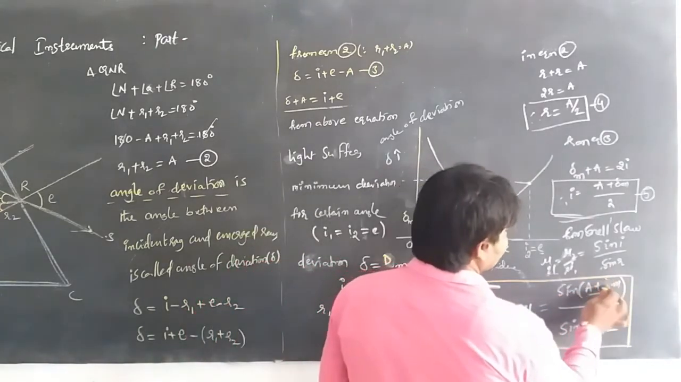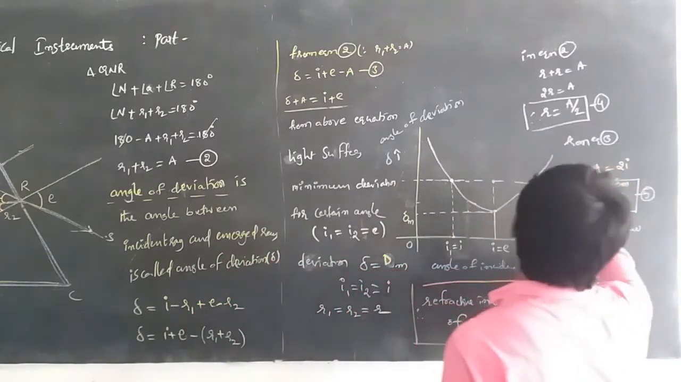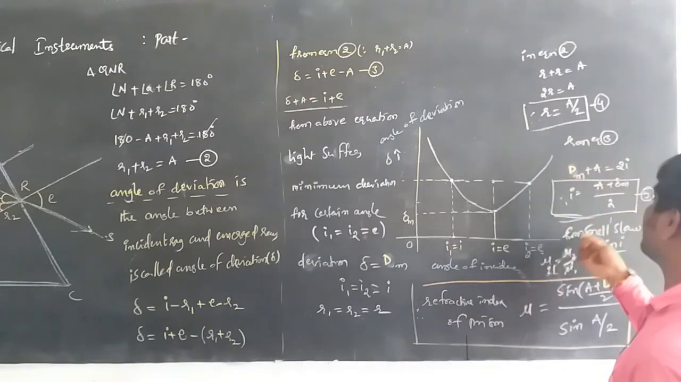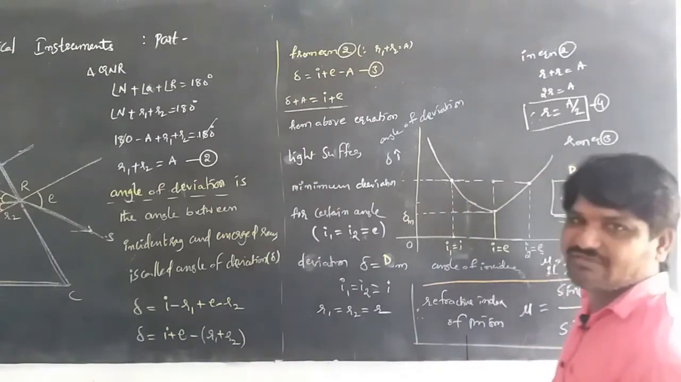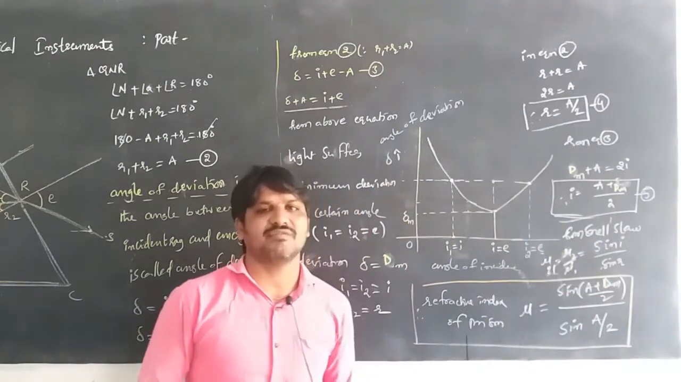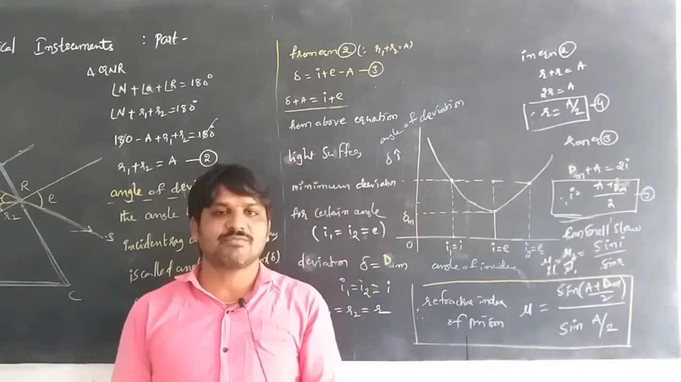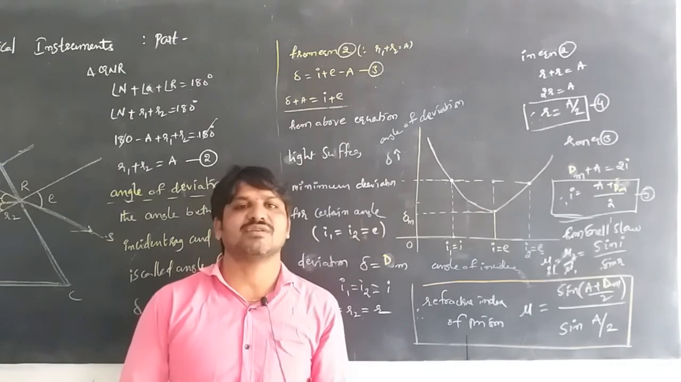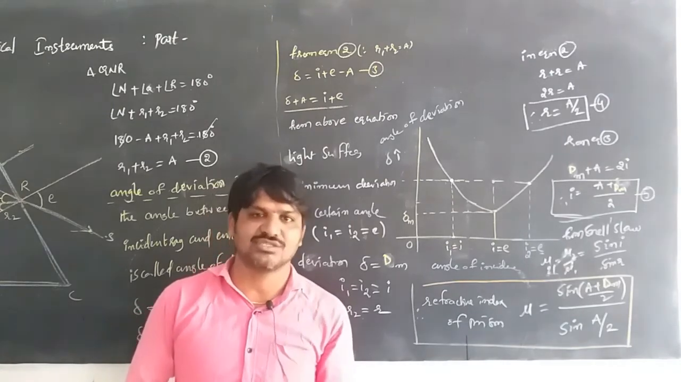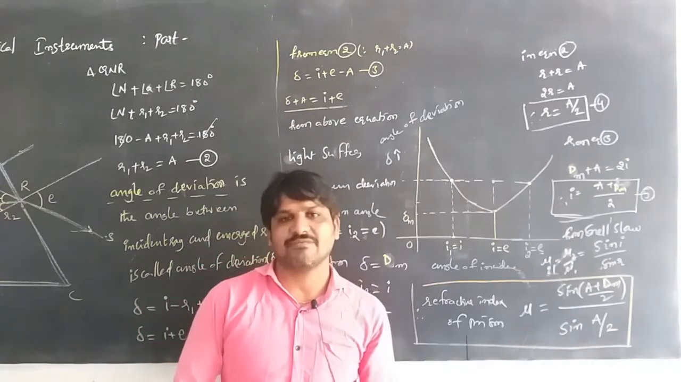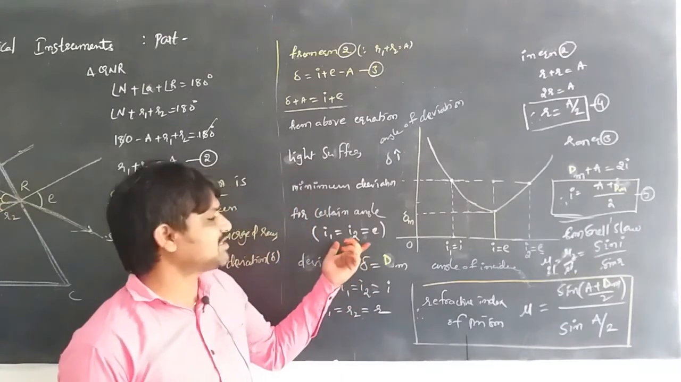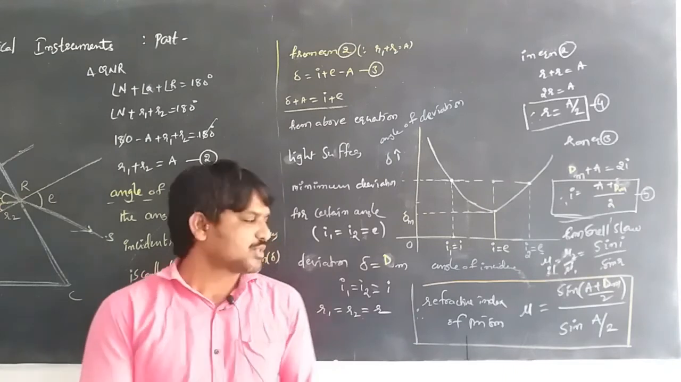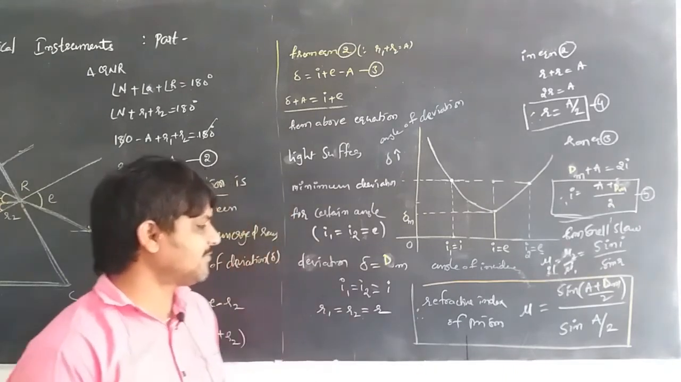We can write Dm instead of delta m; both are the same here. Dm means the minimum deviation. When light passes through a prism, it suffers minimum deviation at the angle of incidence where the incident and emerged angles are equal and the angles of refraction are also the same. At that angle, the angle of deviation is called the minimum. So this is about the refractive index of a prism.